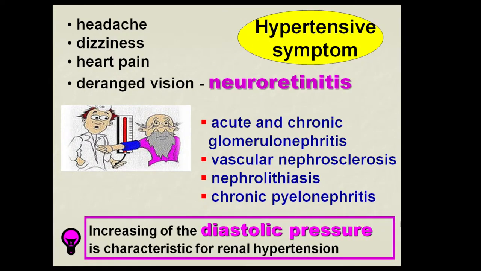And I'll again pay your attention. If you measure the pressure of a patient with headache and dizziness and reveal high diastolic pressure, increased more significantly than systolic, first of all we must exclude pathology of the kidney, because it is characteristic for renal hypertension. For example, you see both pressures increased, but high diastolic pressure is characteristic for renal hypertension.